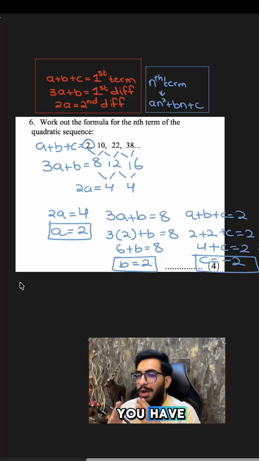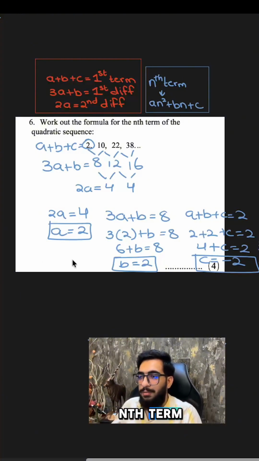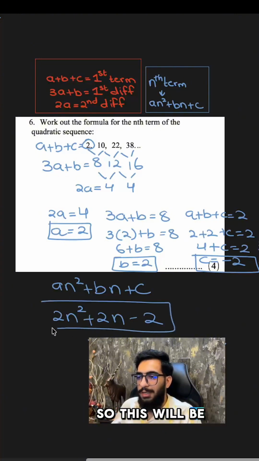Okay, now since you have the values of a, b and c, you can just plug them into this formula and that will be the nth term. So the formula is a n squared plus b n plus c. Since a is 2, we'll write 2n squared, and since b is also 2, that will be plus 2n, and c, since it's negative 2, will be take away 2. So this will be the nth term of this quadratic sequence.